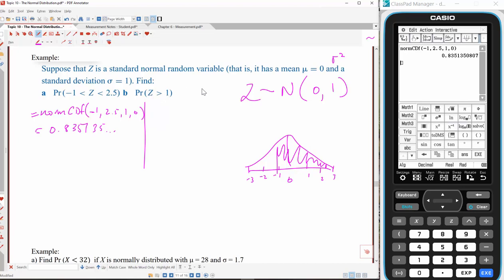This one here is Z greater than 1, so we want this part here. That one we could get a good approximation for by using the 68, 95, 99.7 rule. So that should be 0.5 plus 0.34. That's 68, that means that's 34. So this is going to be that removed from 1, which should be 0.84, which will equal 0.16. But let's do it using norm CDF.